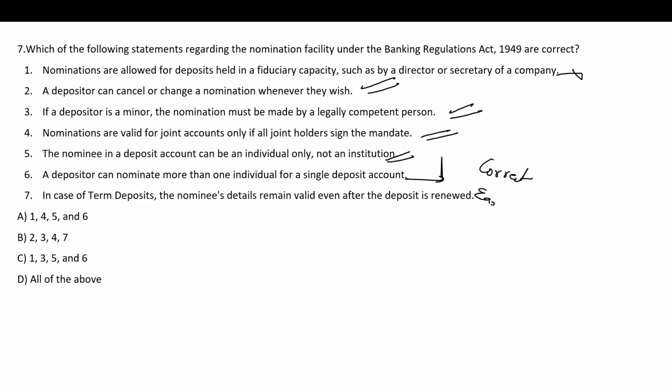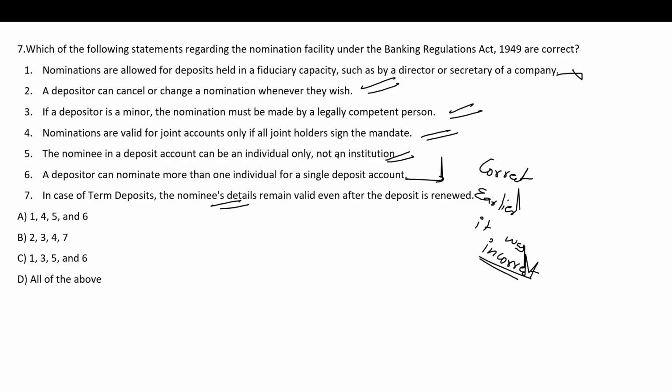Earlier, it was incorrect. All right. And in case of term deposit, the nominee's details remain valid even after the deposit is renewed. So this statement is also correct.